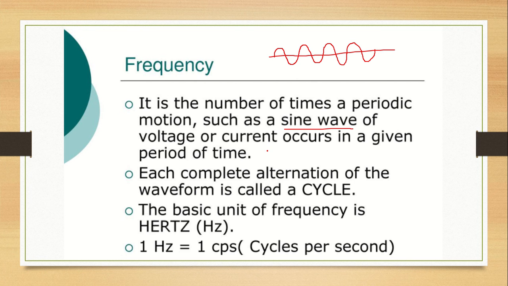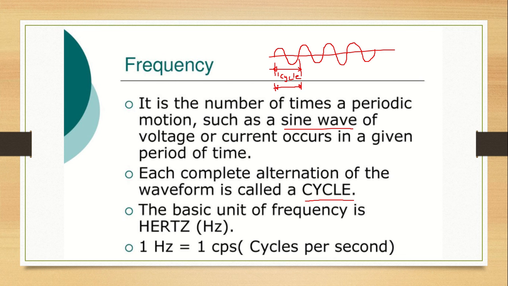So the sine wave of voltage or current occurs in a given period of time. Its complete alternation of the waveform is called a cycle. So it means, class, this is what we call one cycle, one period. The basic unit of frequency is hertz. So if this one cycle happens in 1 second, for example, the period is 1 second, one cycle is 1 second.